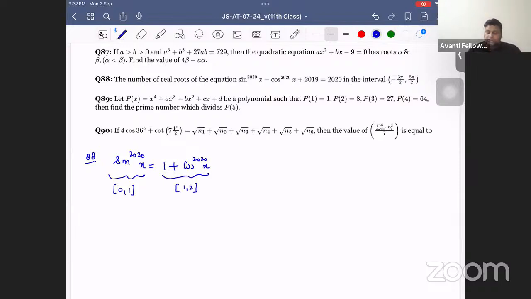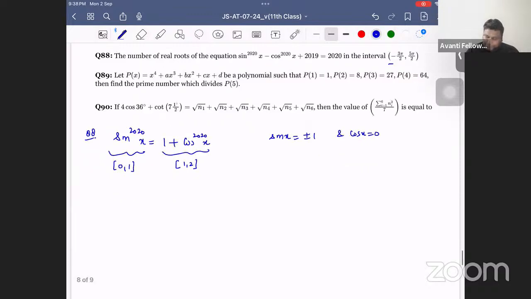So, the only solution possible is when sin x is plus minus 1 and cos x is 0. So between minus 3 pi by 2 to 5 pi by 2, now the possible solutions are what? Minus 3 pi by 2 already excluded. So it will be minus pi by 2 and 3 pi by 2. So total 3 solutions will be there.